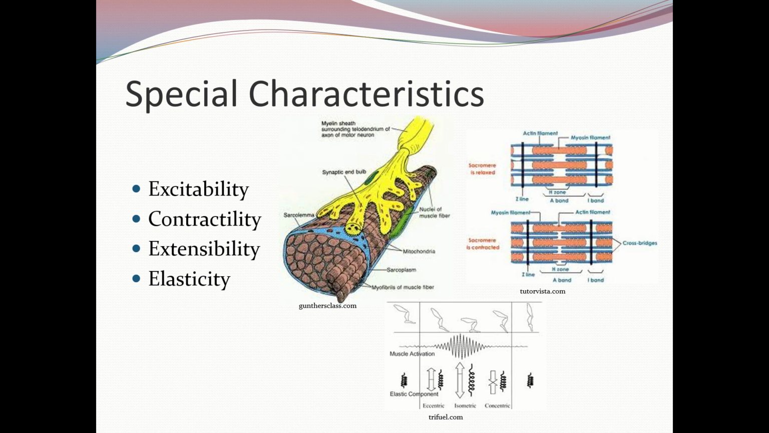This chapter is going to focus on skeletal muscle, but still all muscles do share these following special characteristics. The muscle cells are excitable, meaning they can respond to nervous stimulation. They have contractility, meaning that they can shorten and produce tension or force. They have extensibility, meaning they can stretch. And they have elasticity, meaning they can return to their normal shape.